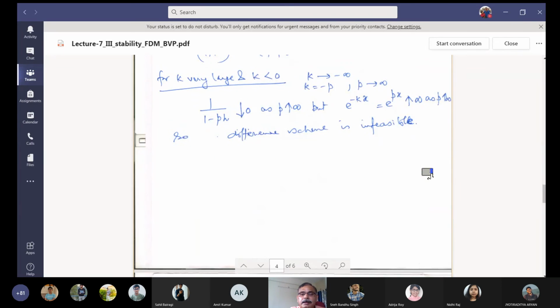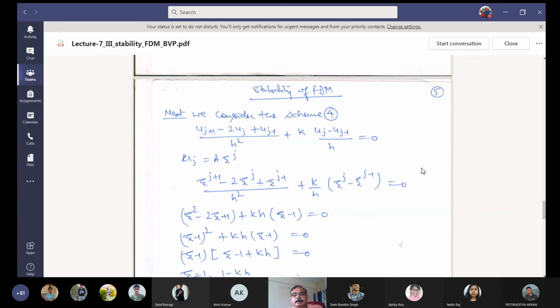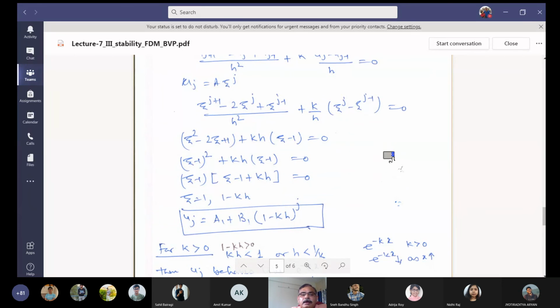So similarly, we will see the last case. That is your backward one. So again, we'll write that uj as a xi to power j, and then try to solve that. We'll get a quadratic equation by dividing by xi to power j minus 1. So we get the solution as xi equal to 1 and 1 minus kh. So the solution finally will be uj equal to a1. The first solution is exactly the same as the analytical one, and b1 into 1 minus kh, and we'll try to see how it will behave.